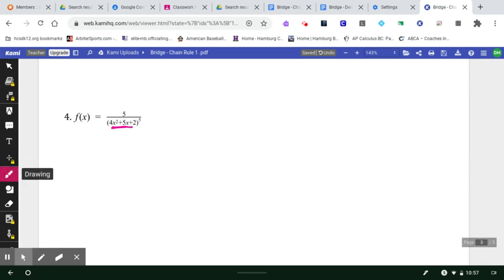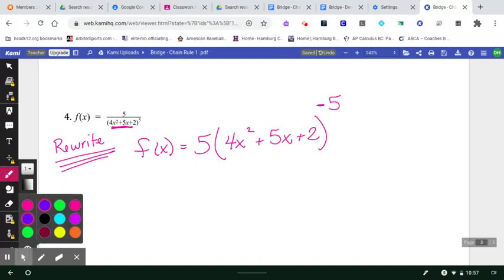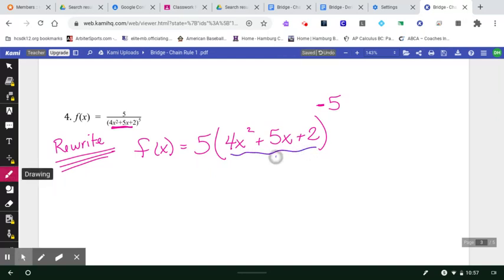So I'm going to first rewrite. Remember how we kept stressing that rewrite when we were doing the power rule? Let's rewrite f of x. We want to bring that up. So that's 5 times 4x squared plus 5x plus 2, all raised, if I bring it up, to the negative 5th power. Now, I hope it's obvious that you have this inner function and your outer function. Remember, this is just a coefficient. It just stays there. So let's apply the chain rule.